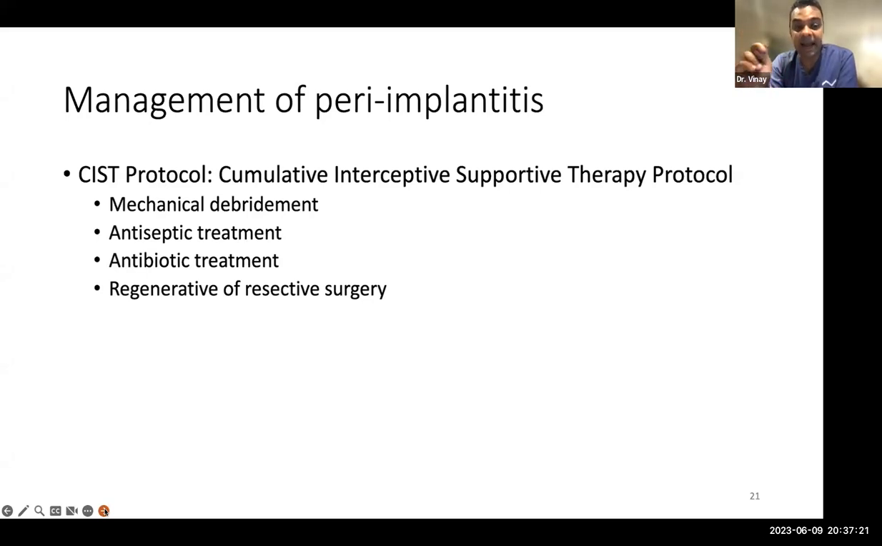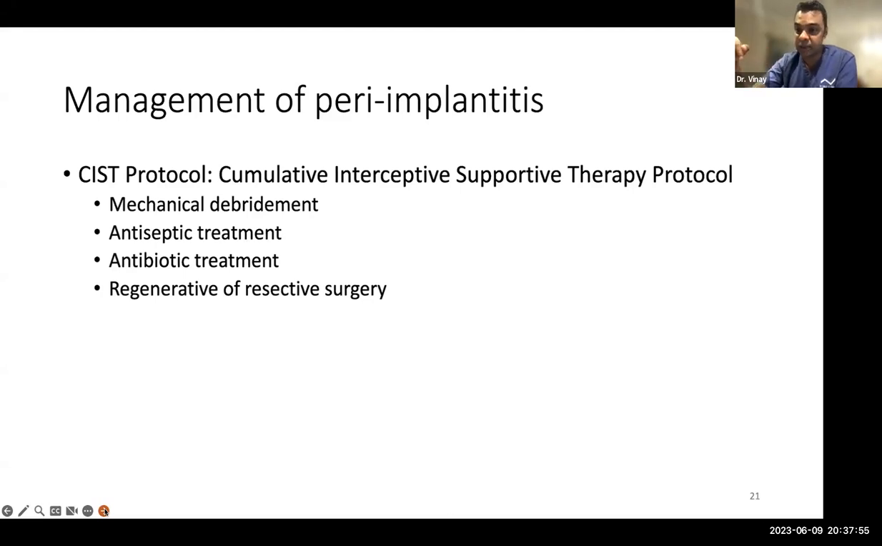Second aspect is antiseptic treatment, and you can use a lot of local antiseptic agents. Some people use tetracycline solutions, chlorhexidine solutions, and so on. Again, we don't have superiority of one agent over the other. Systemic antibiotic treatment is often necessary when you've got large-scale peri-implantitis. The role of systemic antibiotic treatment is also not really conclusive, but this is a protocol that has been formed. And at the end, of course, you can do either regenerative or resective surgery.